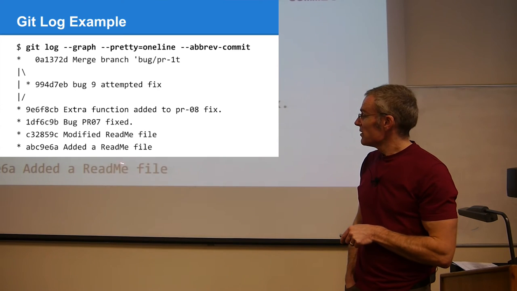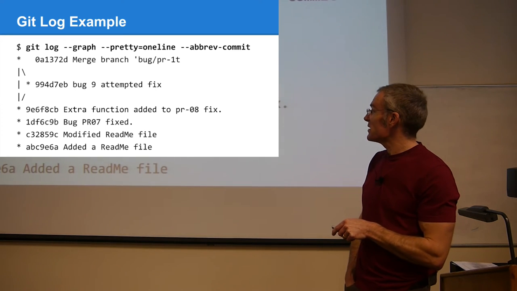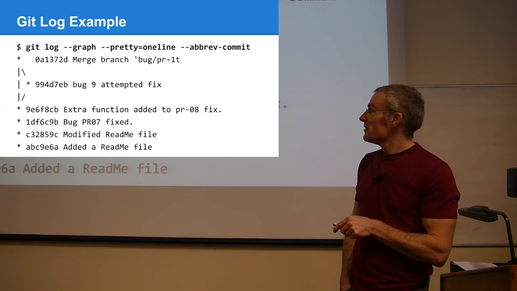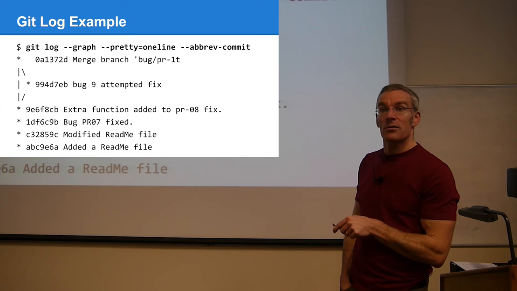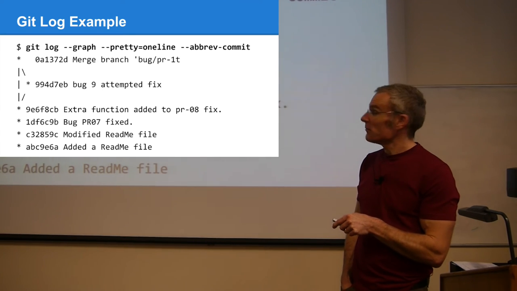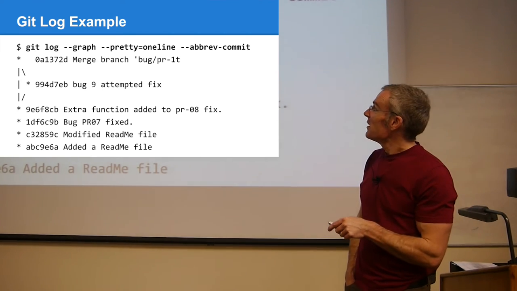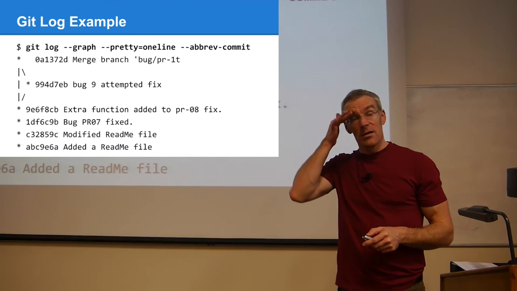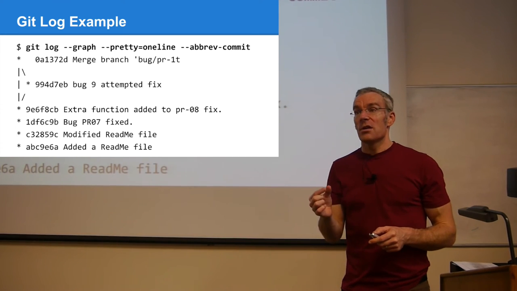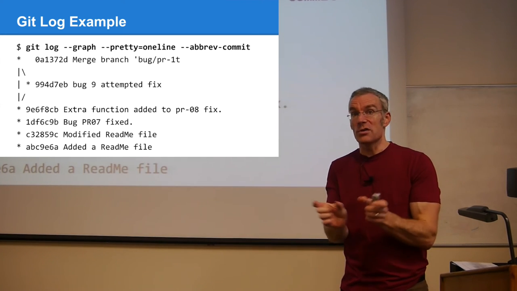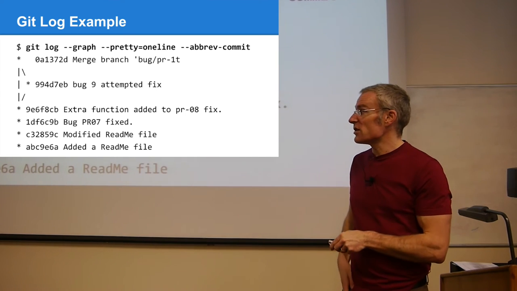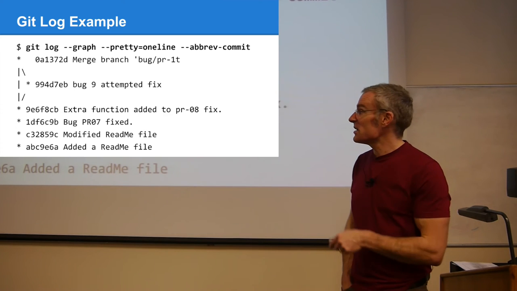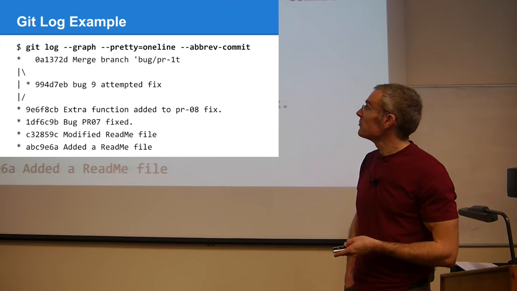So there's my history. Added a readme file, modified, bug PR7 fix, extra functionality to PR8 fix. There's another bug fix, look. And then there's bug 9, attempted fix. I've got a second branch coming off. And there's my merge fixed. And these short codes are my commit codes. So if I want to compare two different versions when I use the git diff command, those are the codes I use to identify the different branches. We're going to talk about tagging branches, but this is the simple way of identifying branches.